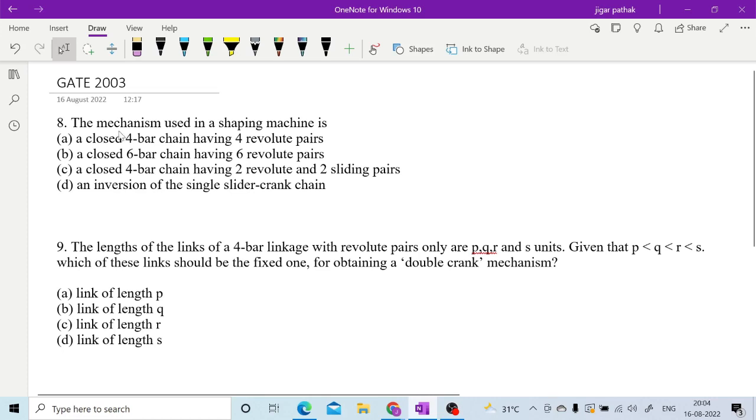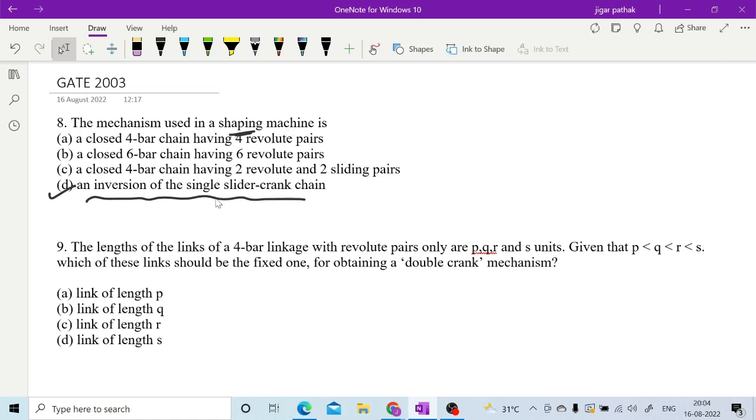So here, if you see, the mechanism used is the shaping mechanism. As we have just now seen, the quick return mechanism is used for this cutting and return stroke, right? So inversion of the single slider crank chain is the mechanism used for this one. Many of you got the answer correctly, but still some of you have not.